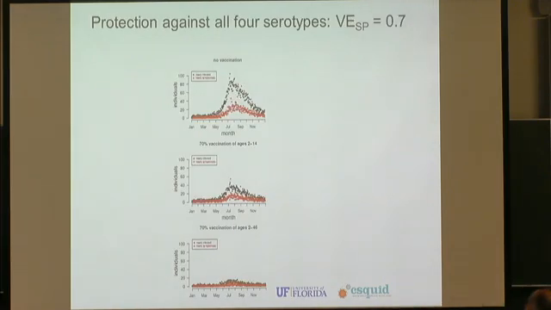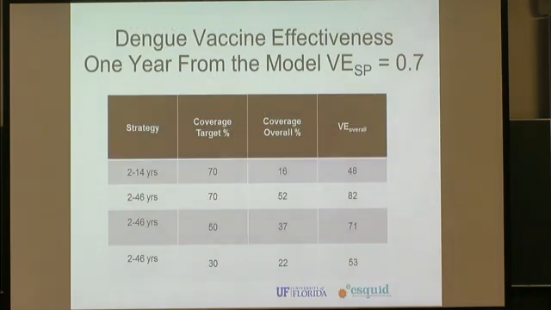This just shows what happens in a single season. This is a simulation I showed you earlier where you do nothing. And this is where you vaccinate 70% of the 2 to 14-year-olds. You get that epidemic curve. And then when you vaccinate, in the model, of course, 70% of the 2 to 46-year-olds, you're getting very close to eliminating dengue in the simulator.